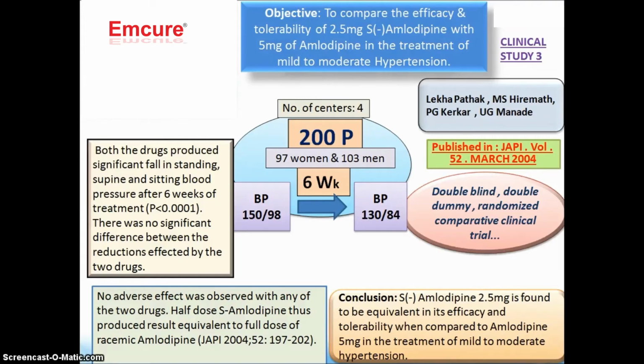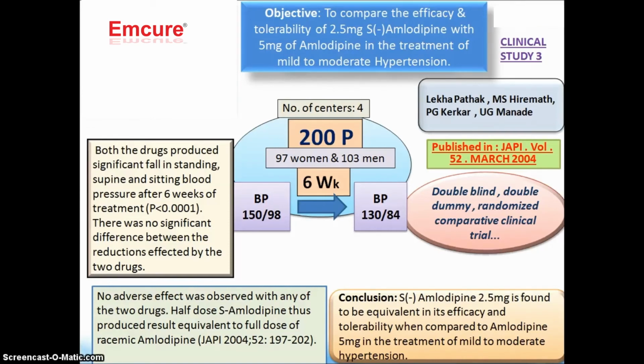Again, I would like to highlight that this was a study done at 4 different centers, and the conclusion was S-amlodipine 2.5 milligrams is found to be equivalent in its efficacy and tolerability when compared to amlodipine 5 milligrams in treatment of mild to moderate hypertension.